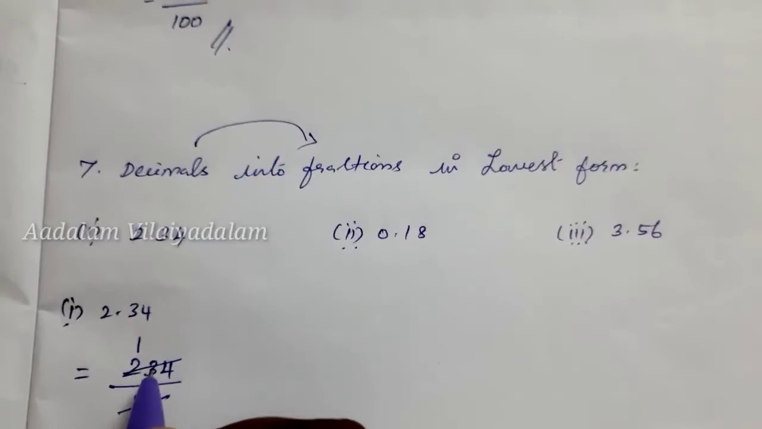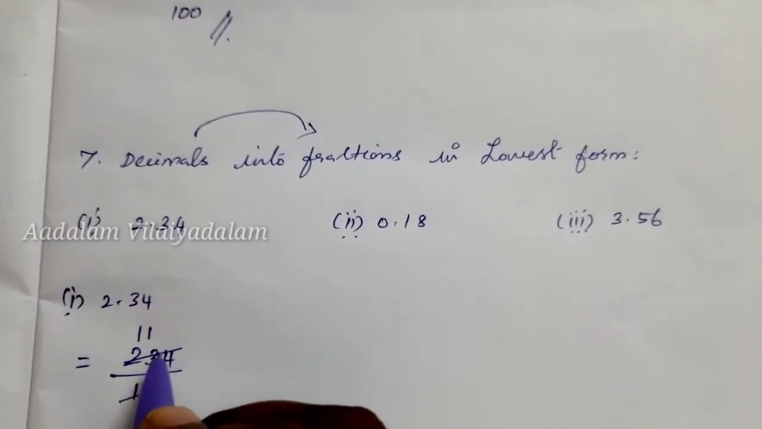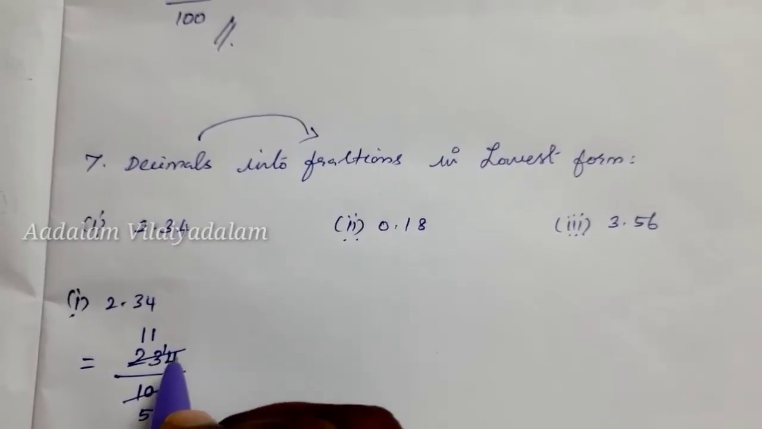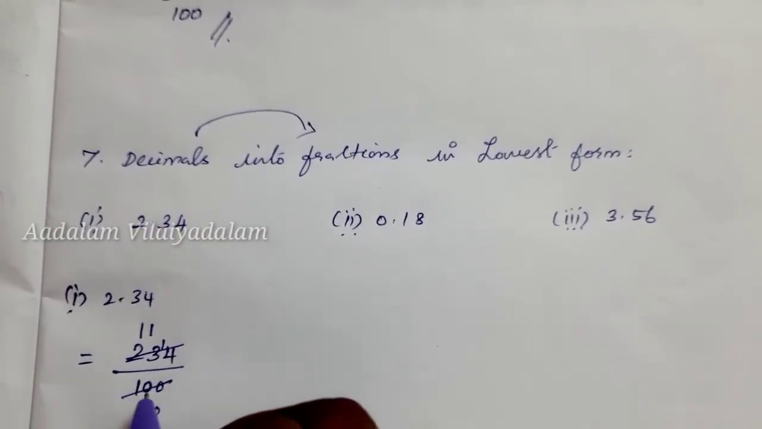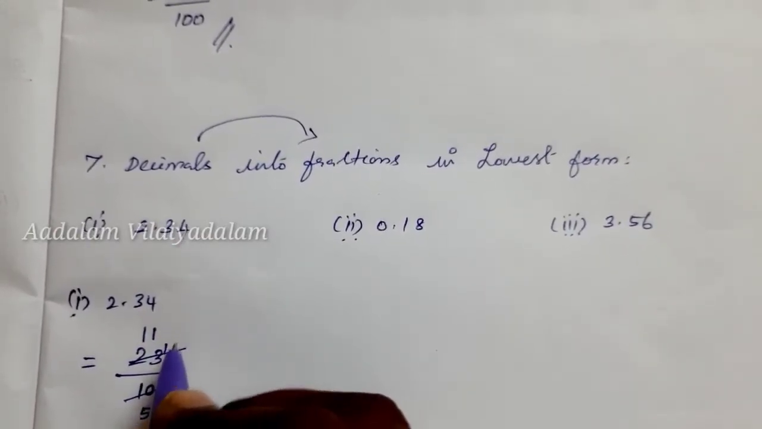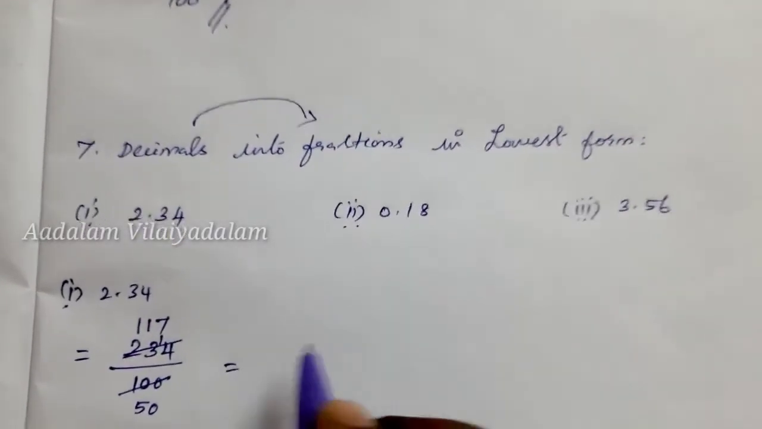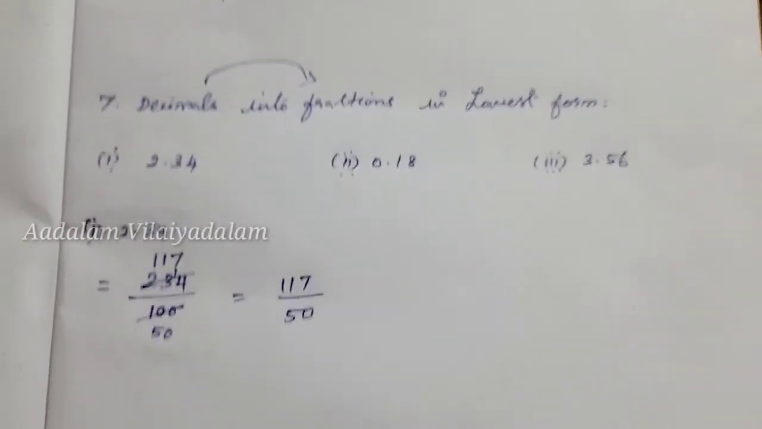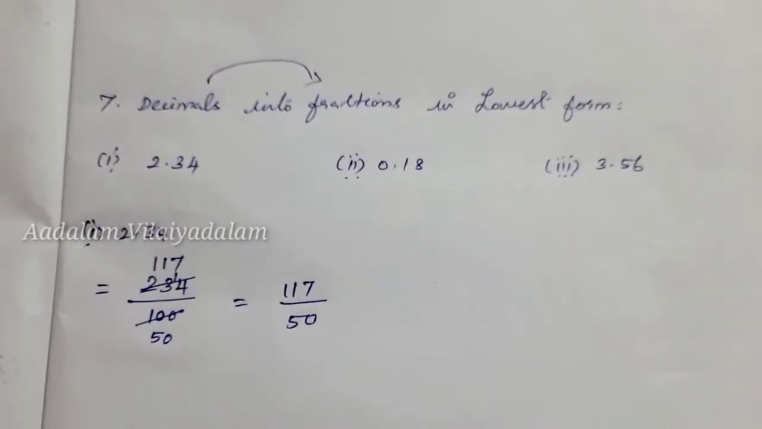Then if I divide, I get one more 2, and the remaining 1 goes next to the 4, so it becomes 14. Then 14 divided by 2, I get 7. So 117 by 50 is the required lowest form. After that, we cannot divide the number further.